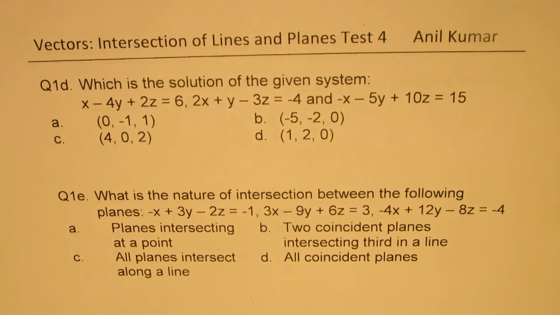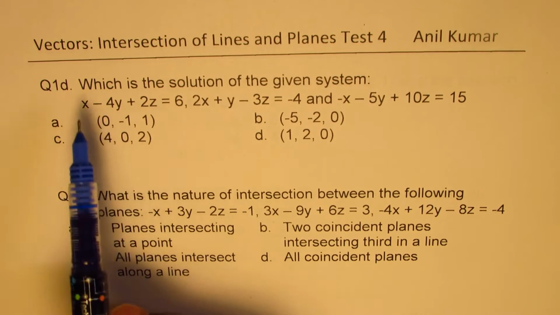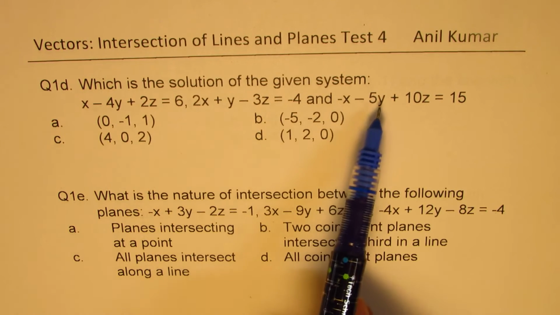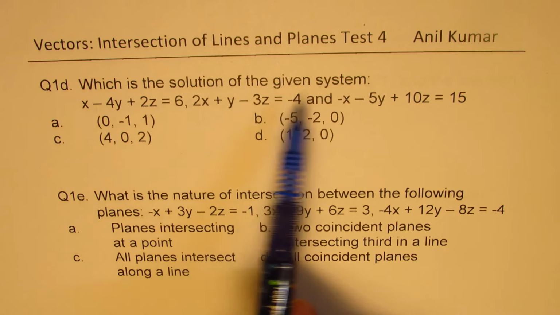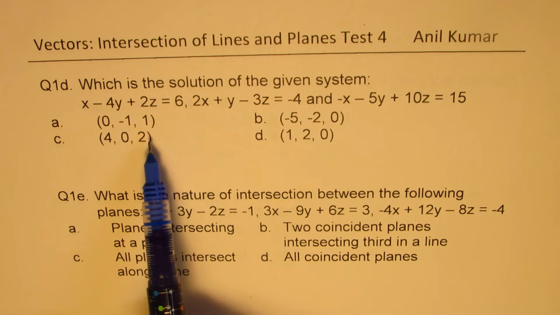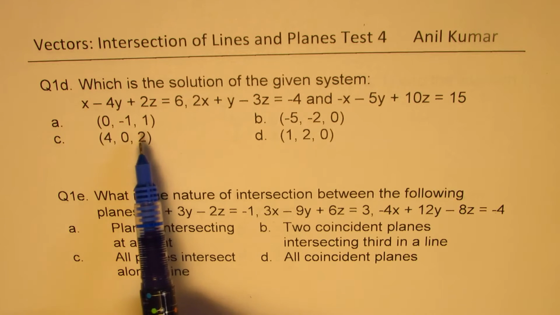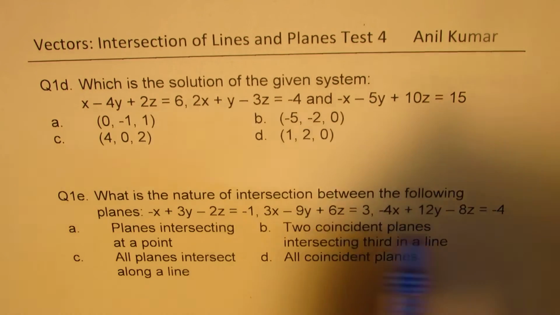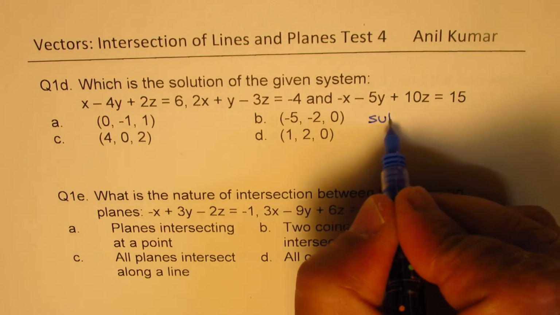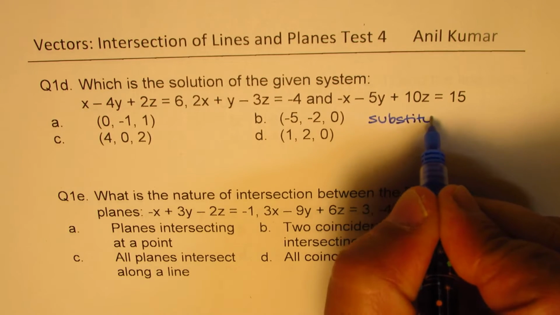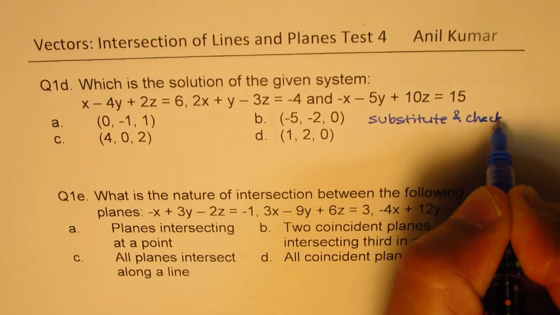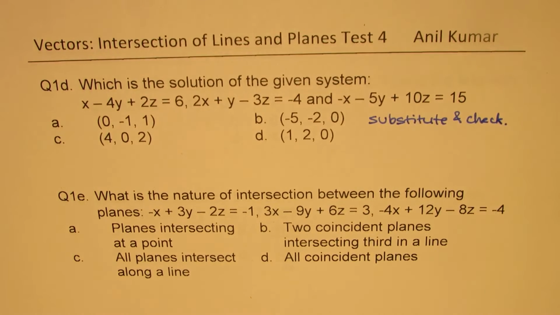The next one here is question number 1d. Which is the solution of the given system? So we are given 3 systems here, and we need to find which one is the solution. Now the best part is that we are given the solutions. Substitute and check. So the strategy here is to substitute and check, correct? So that will ensure what the solution is.